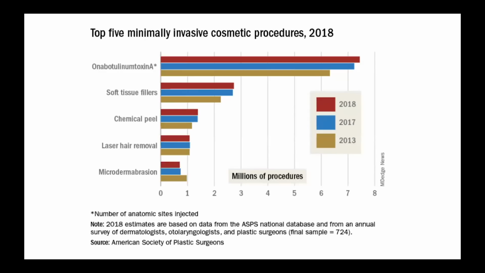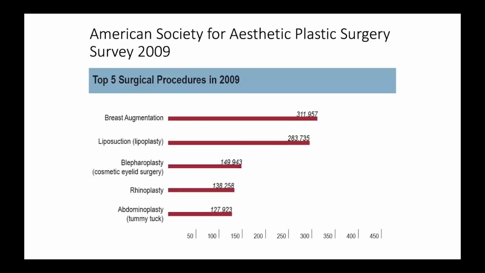Fast forward to 2018, we've more than about tripled the number of Botox procedures that we're doing. We're still doing a fair amount of fillers, chemical peels, laser hair removal, dermabrasion, and further down the list. So these are still our top procedures that are done. In terms of surgical procedures, all plastic surgery, not just oculoplastic, breast augmentation, liposuction are 1 and 2. However, blepharoplasty comes in third, cosmetic eyelid surgery before nose surgery and abdominoplasty.